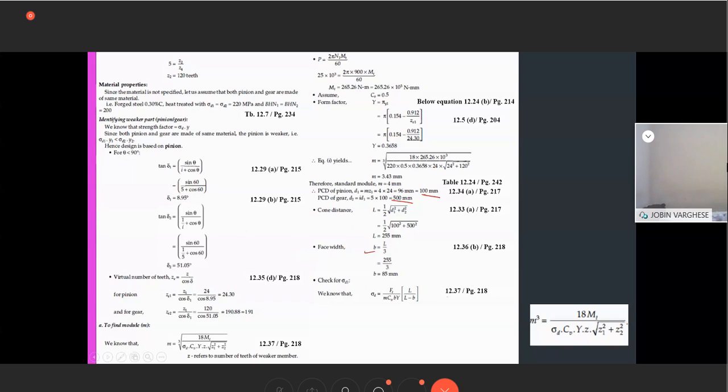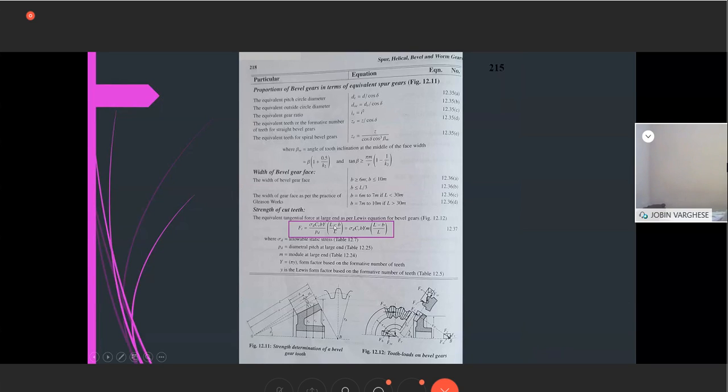Once it's completed, the next part is to check sigma D, that is the static permissible stress. We have to check the permissible stress, that is sigma D equal to FT. This equation we can find at 12.37, page 218. The equation is given like this. However, we have to extract sigma D from this, as equal to FT divided by the remaining terms. We have to take care of that. The direct equation for sigma D is not given, so from this we are calculating sigma D.